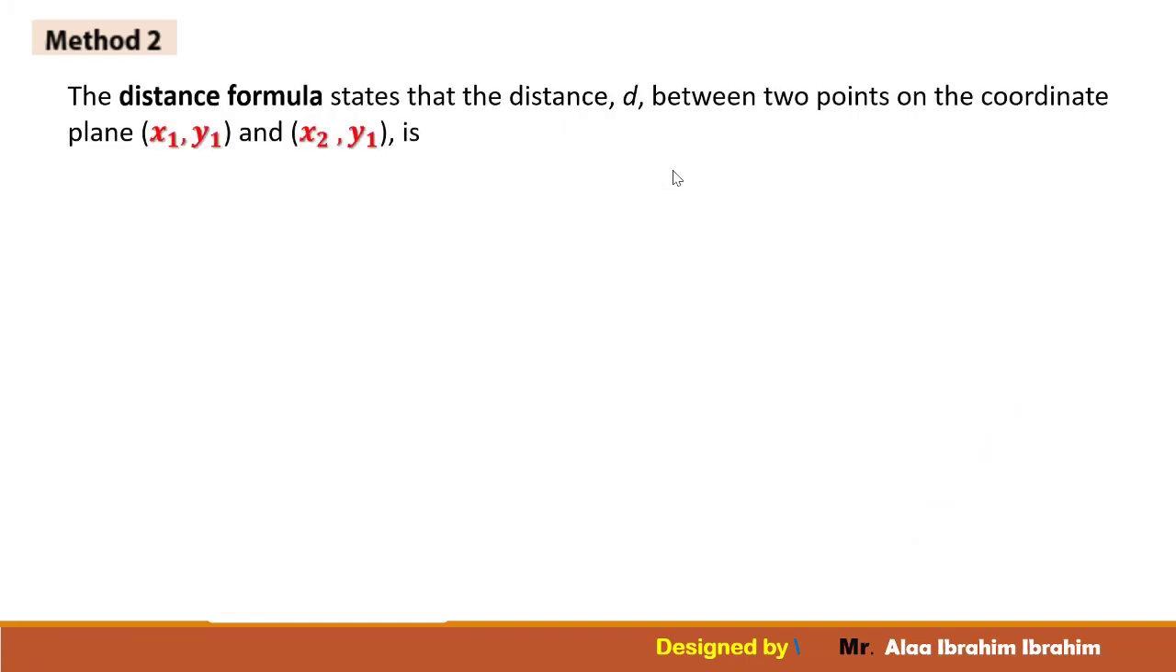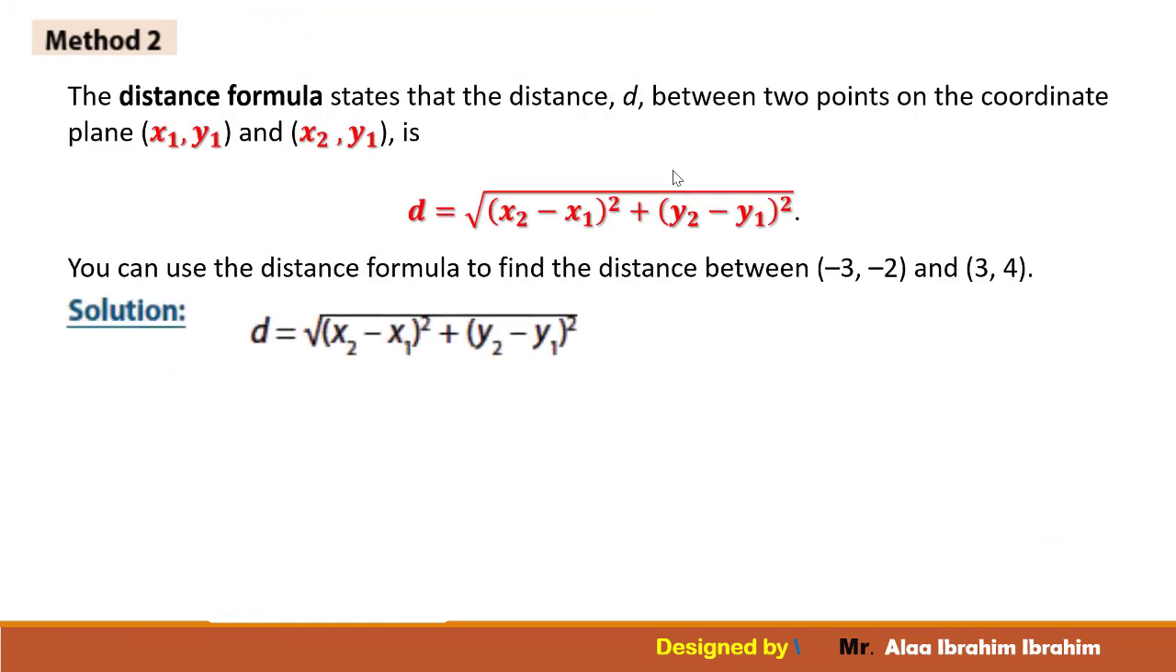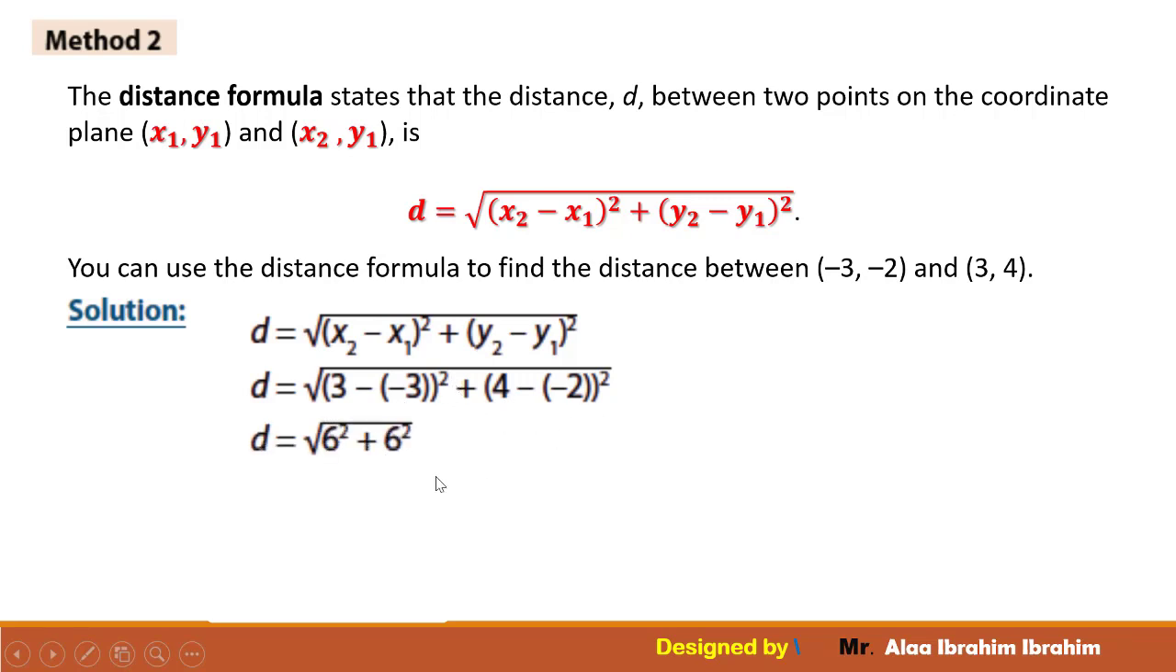Okay, so let's complete my steps. Now we make it 3 minus negative 3 power 2, 4 minus negative 2 power 2. Then I have my result. So this will be the same answer, 8.48.